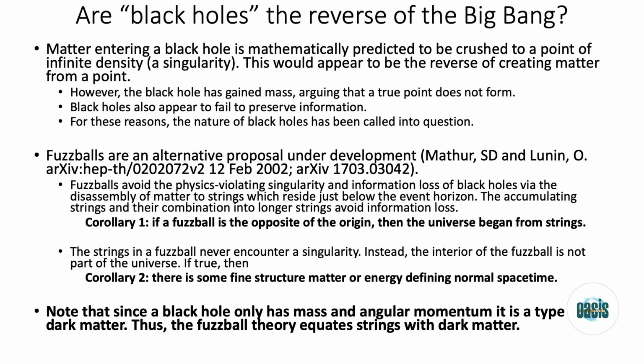Now, the interior of the fuzzball is not part of the universe. There's this event horizon and the strings all accumulate there. The inside doesn't have anything. If that's true, then another corollary of all this is that there's some fine structure, matter or energy that defines normal space-time. And note that since a black hole only has mass and angular momentum, it actually meets the definition for a type of dark matter. Since fuzzball theory is equating strings with dark matter, that says if you want to find out what dark matter is, look to the strings.